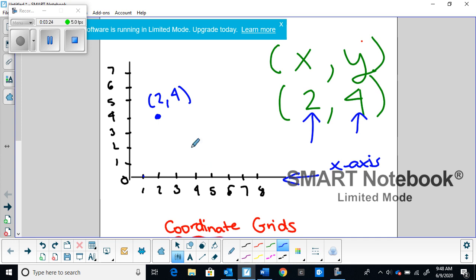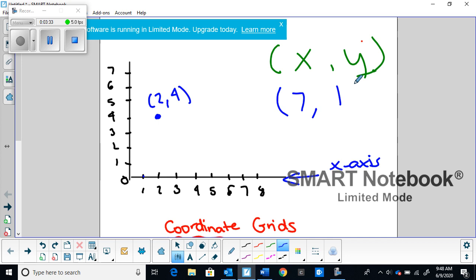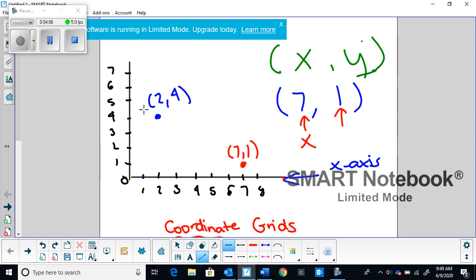Okay, let's try another point. Let's do (7, 1). Looking at our y-axis and x-axis, the 7 is going to be our x value. So let's look at our x-axis, our horizontal one. We find 7: 1, 2, 3, 4, 5, 6, 7. Great, we're at 7 here. Then we look at how much height I have: 1. I'm going up to 1, and that is where my point (7, 1) would go. What you're going to find when we graph them is that we're actually going to make a line using all the points.